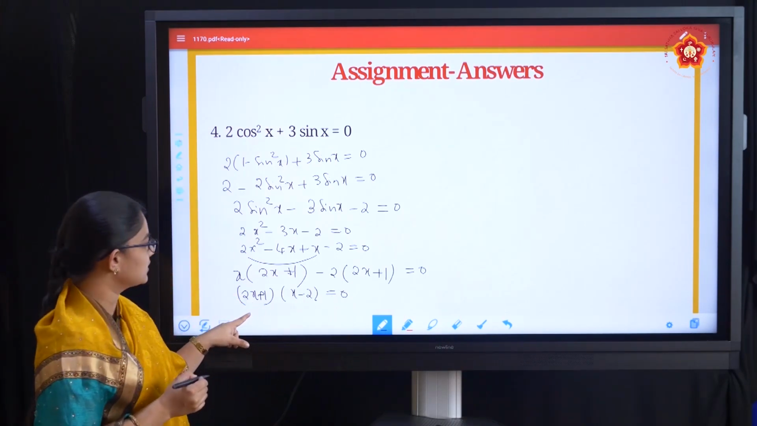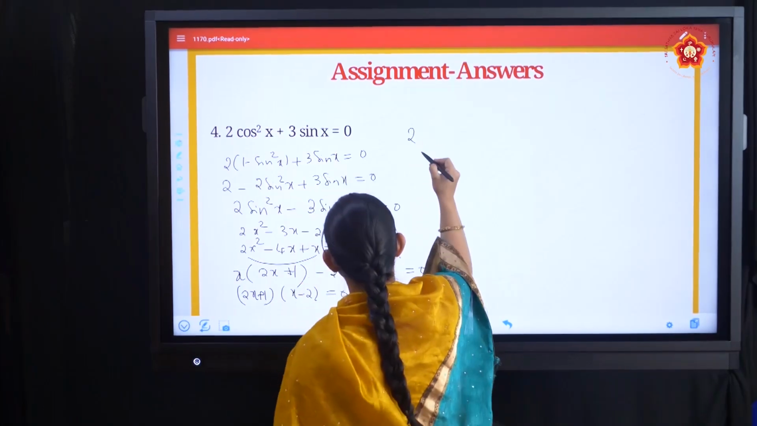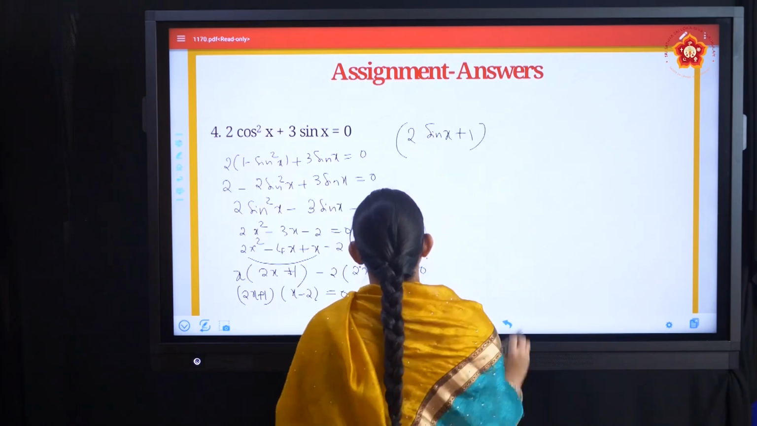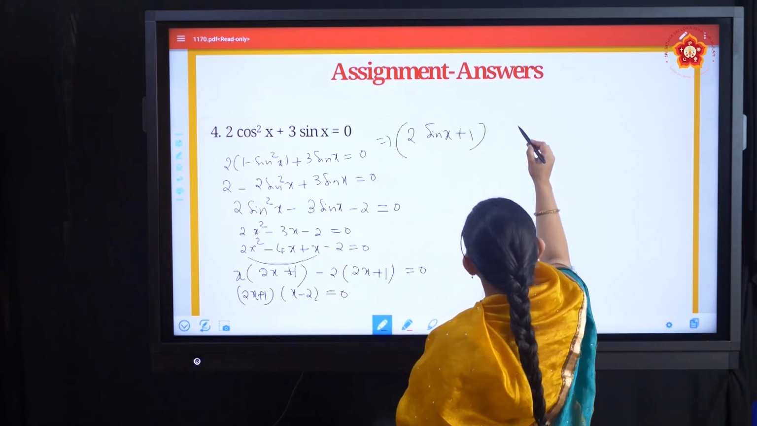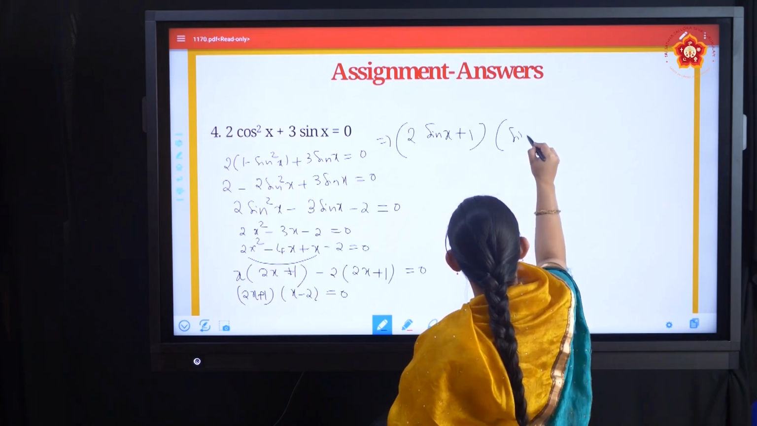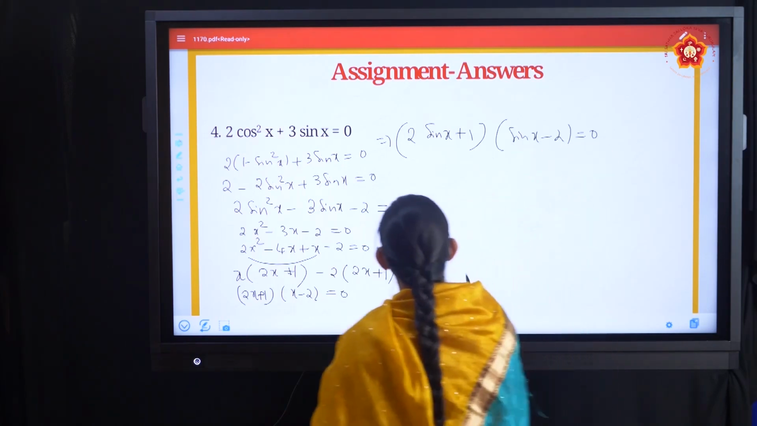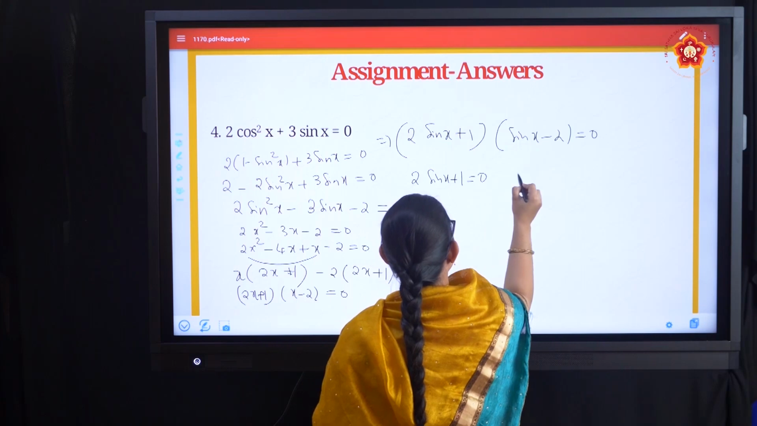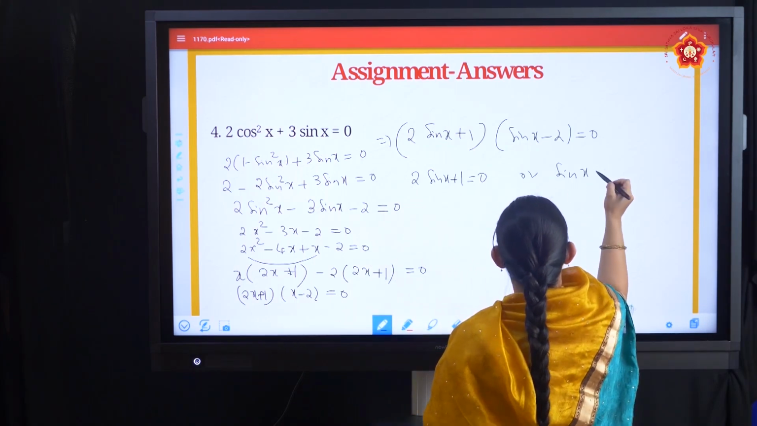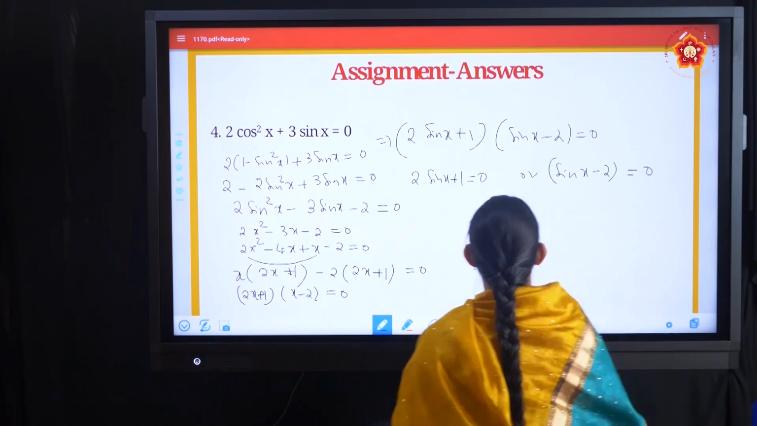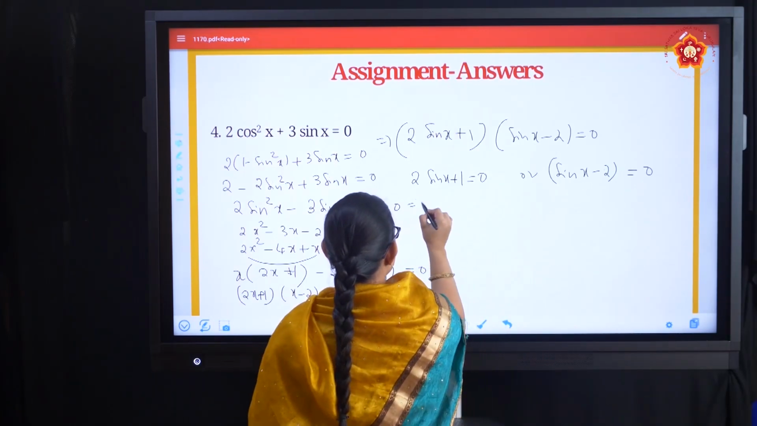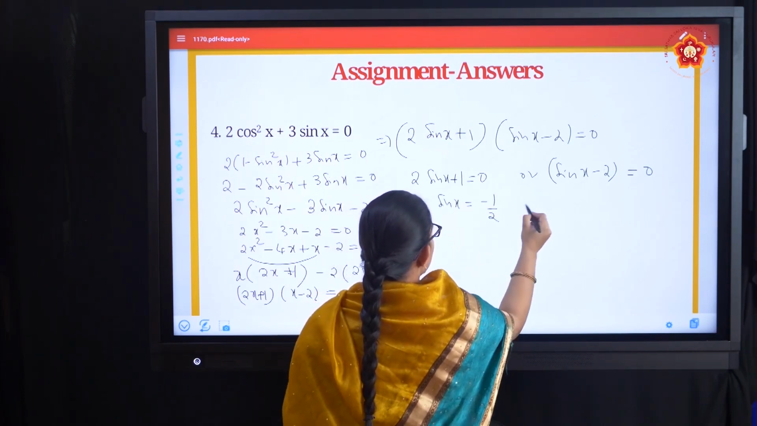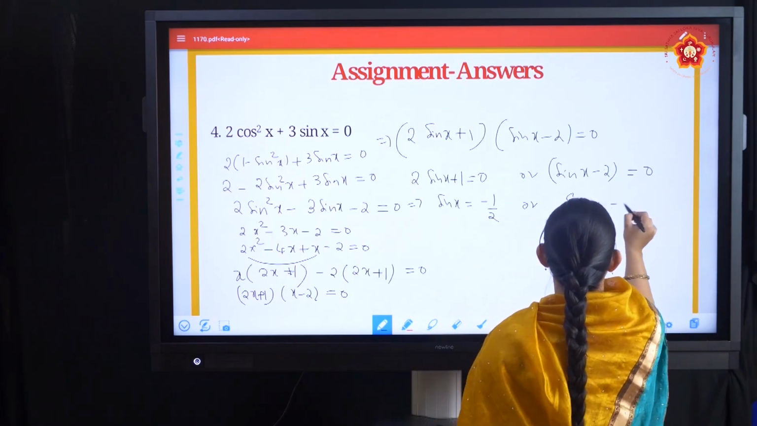But now we can substitute what x is, that is sin x. So (2 sin x + 1)(sin x − 2) = 0. This product is equal to 0 means one of the terms is zero: 2 sin x + 1 = 0, or sin x − 2 = 0. Now 2 sin x + 1 = 0 means sin x = −1/2, or here we have sin x = 2.